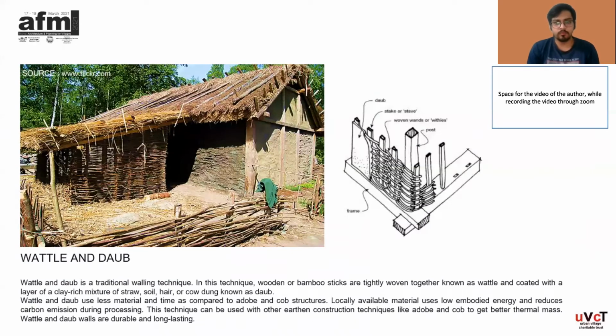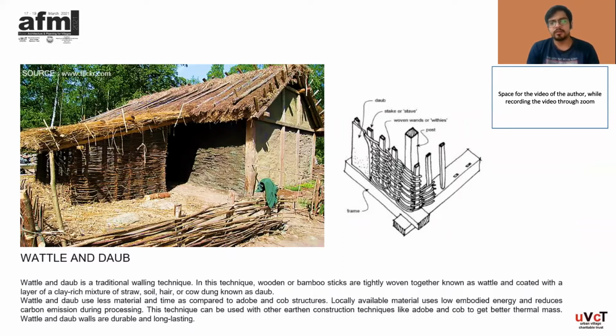Wattle and daub. Wattle and daub is a traditional walling technique. In this technique, wooden or bamboo sticks are tightly woven together, known as wattle, and coated with a layer of clay-rich mixture of straw, soil, hair, or cow dung known as daub. Wattle and daub use less material and time as compared to adobe and rammed structures.